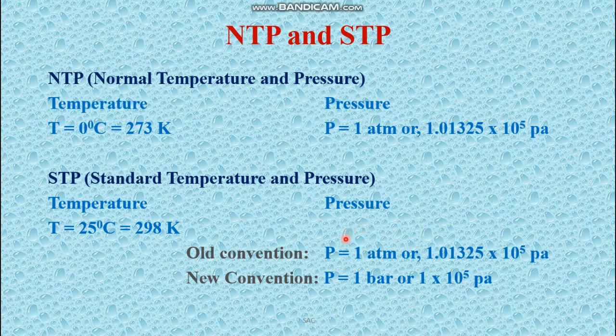But in our chemistry study, in most of our books, this old convention is used. Okay, 25 degrees Celsius and 1 atmospheric pressure. But in the 12th standard NCERT books or ICSE books, you will find that the latest values for NTP and STP may be changed.